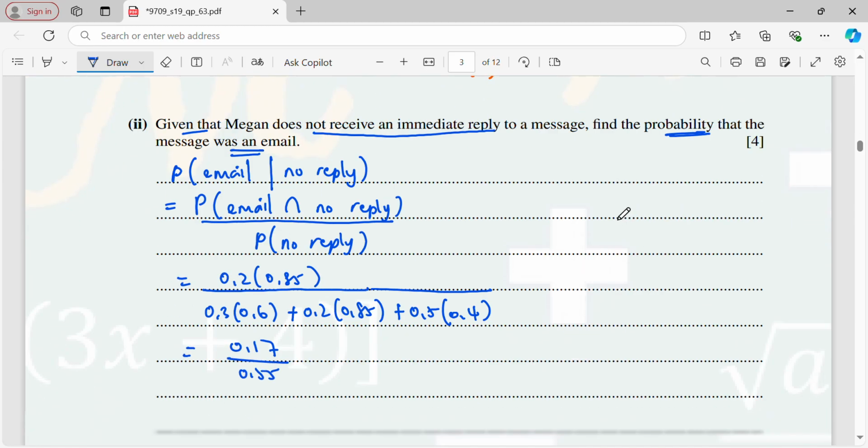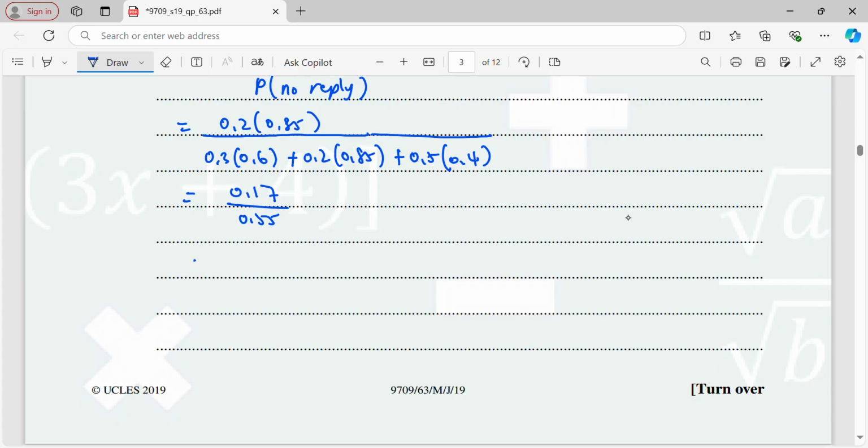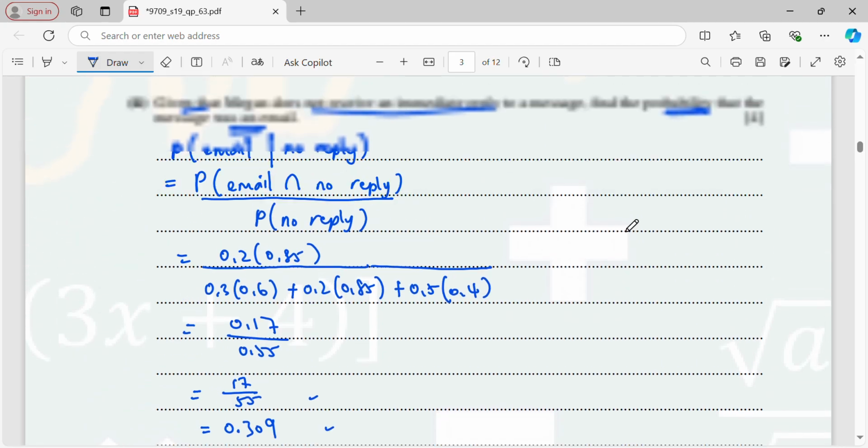And now you can just calculate this value and give your answer as a fraction, 17 over 55, or probably 0.309, up to you. So you can leave your answer in fraction or decimal. Okay, but it will be 3 significant figures for a non-exact value. So this is the answer of part 2.